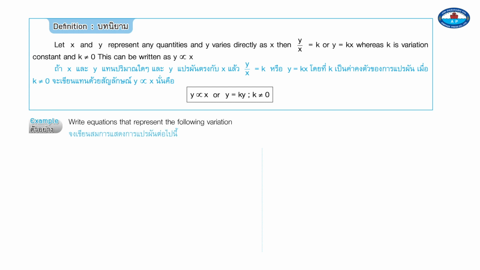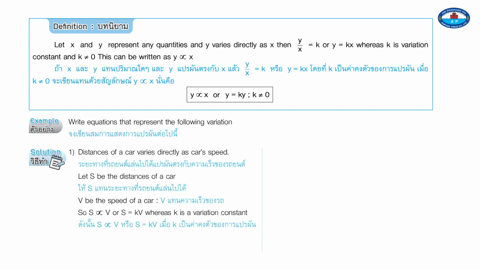Example. Write equations that represent the following variation. Solution. 1. Distance of a car varies directly as car speed. Let s be the distance of a car and v be the speed of a car. So, s varies v, or s equals kv, where k is the variation constant.